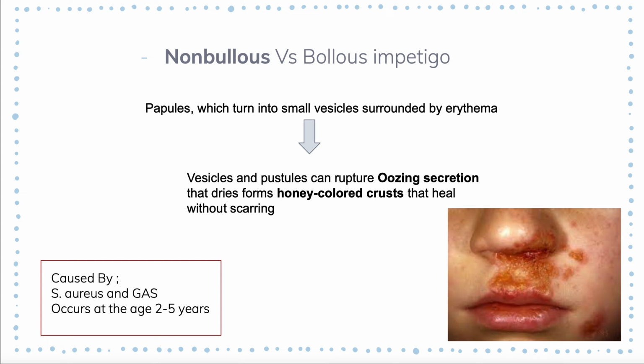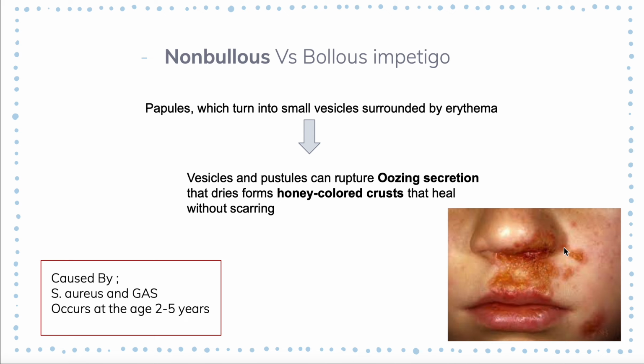So what happens exactly is that you're going to have papules that will turn into small vesicles. Vesicles, again, are sacs filled with fluid surrounded by erythema. So the vesicles and pustules will rupture, leading to oozing secretion. As you can see here, this will lead to honey-crusted lesions.